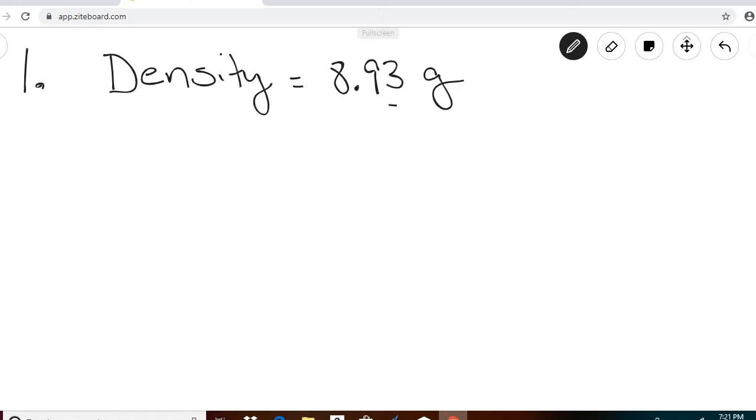Okay, starting with number 1. Number 1 is a density problem, and it says that copper has a density of 8.93 grams per milliliter. So grams over milliliters. And it says if a copper statue has a volume of 1.40 liters, then what is its mass?